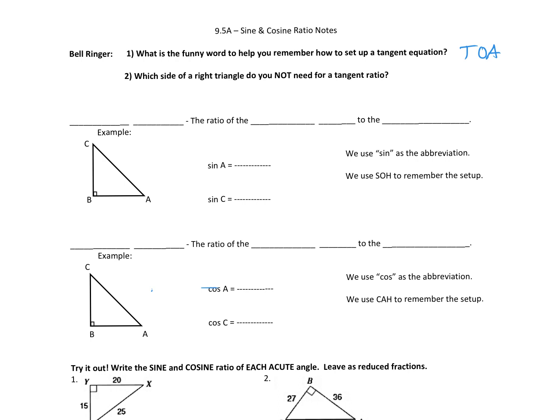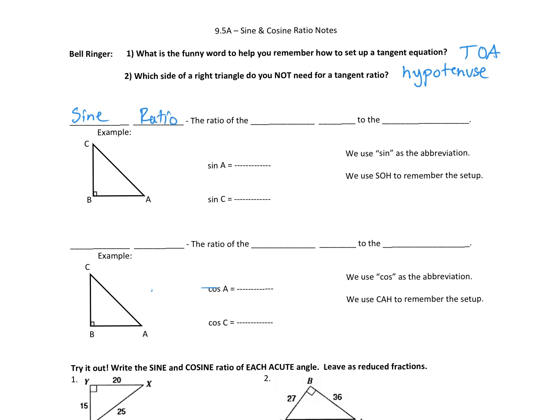Number two, which side of a right triangle do you not need for a tangent? And that is our hypotenuse. Our TOA is our opposite leg over our adjacent leg. So we don't need the hypotenuse for the tangent. So first we're going to talk about our sine ratio.